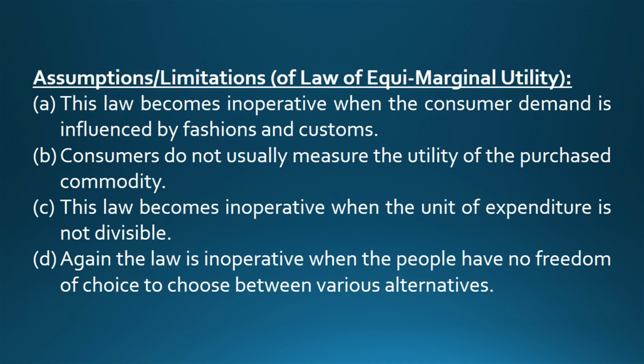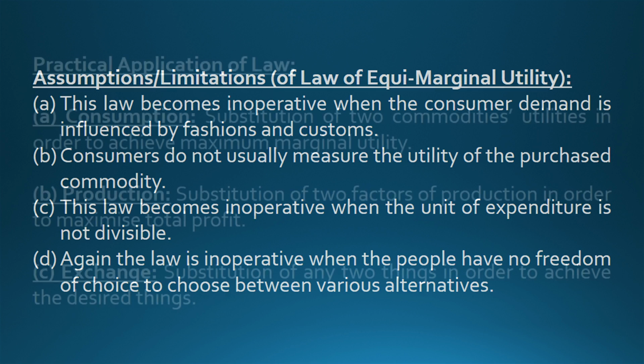Assumptions or limitations. A. This law becomes inoperative when the consumer demand is influenced by fashions and customs. B. Consumers do not usually measure the utility of the purchased commodity. C. This law becomes inoperative when the unit of expenditure is not divisible. D. Again, the law is inoperative when the people have no freedom of choice to choose between various alternatives.